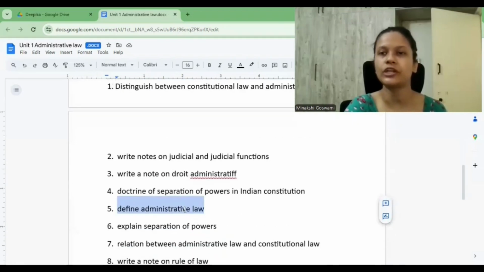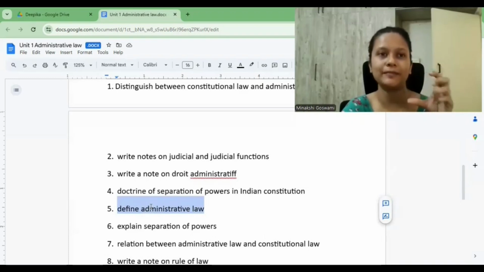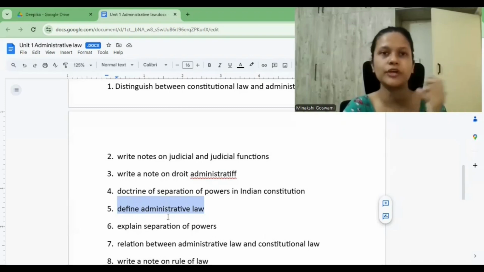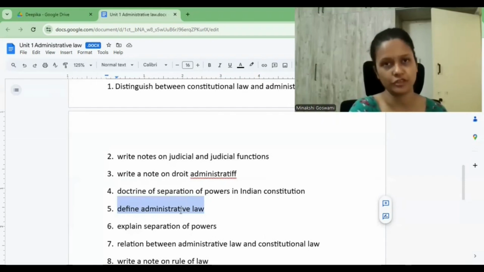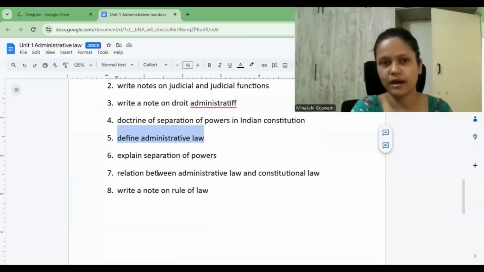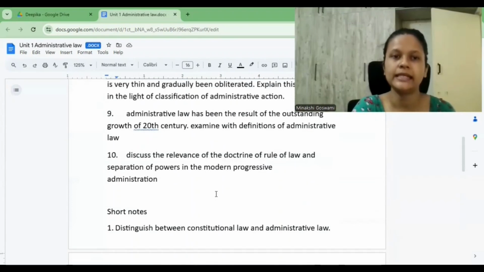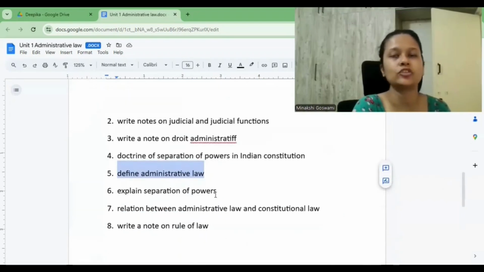But if it's a direct question only on the definition of administrative law, there the examiner is expecting you to write the definition and maybe to write 1 or 2 lines about the criticisms on that definition or the importance or significance of the definition. If you open any book, right after the definition, you will be able to see that part also. That will make the answer more proper for these kinds of direct questions on definition. Then we have: explain separation of powers, relation between administrative law and constitutional law, write a note on rule of law. So these were all the questions which we had from Unit 1, 10 long questions and 8 short notes.